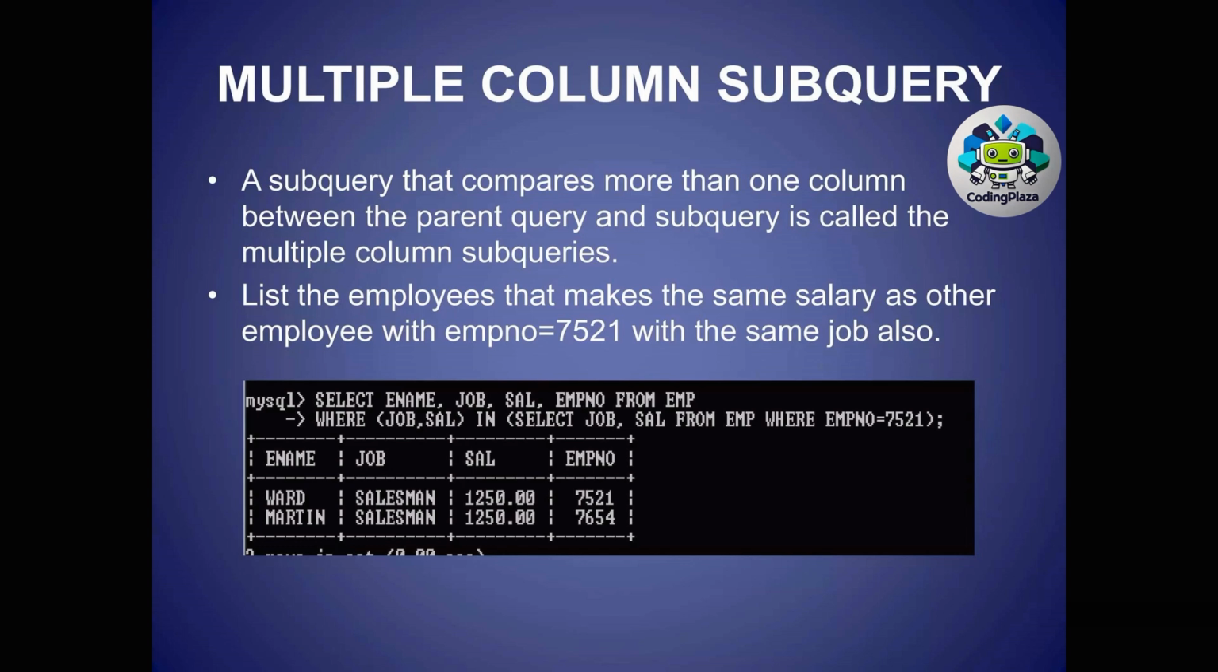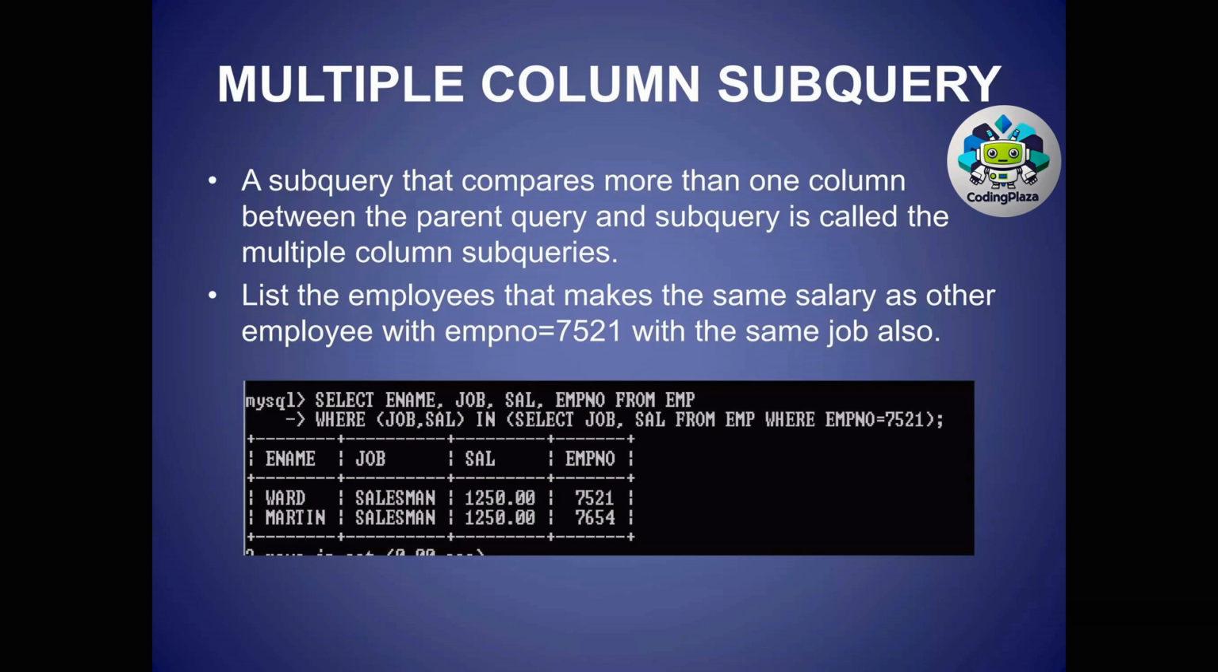Then multiple column subquery. A subquery that compares more than one column between the parent query and the subquery is called a multiple column subquery. In the WHERE clause, normally we compare a single column, but sometimes that is tedious, and the query and cost will be big. To overcome that, we can use a multiple column subquery. At a time, multiple columns can be collected and compared. That's what we are doing in this slide.